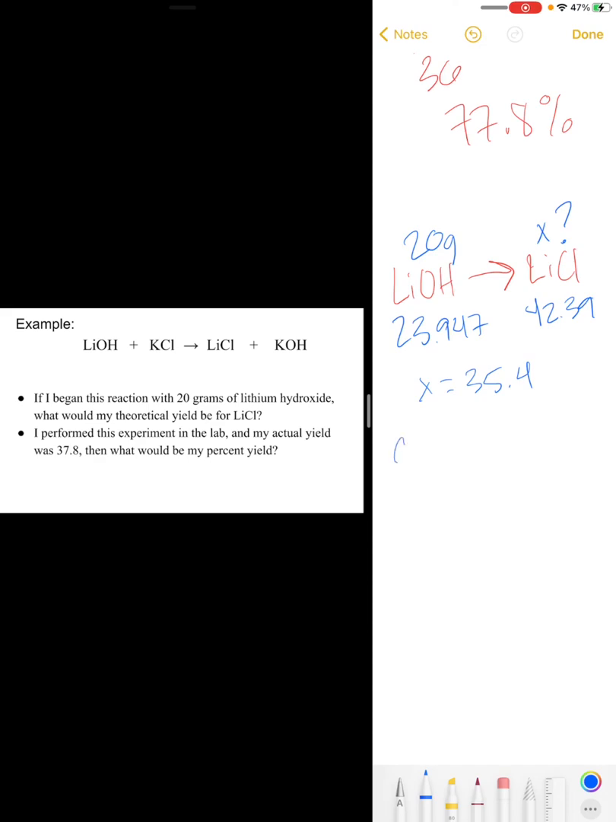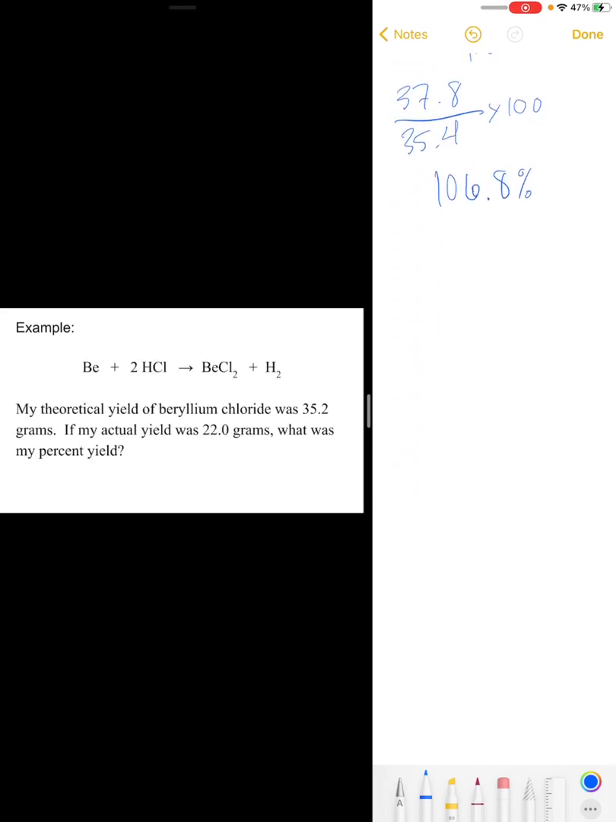So that's my theoretical. If I'm trying to find percent, I'm doing actual over theoretical times 100. Actual was 37.8. Okay, so there's my equation that I need to solve for percent yield. I got 106.8%, which means I made more in the lab than I should have. Maybe there was a contaminant. That's probably why my weight is higher.